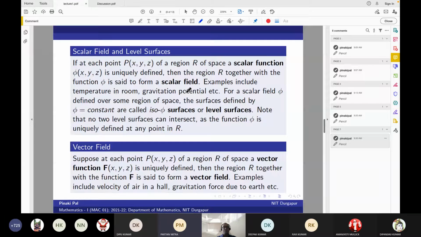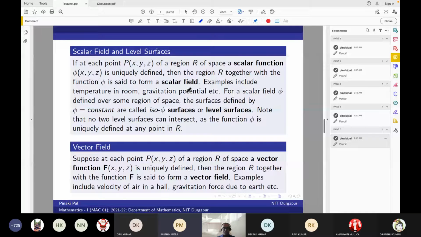And pressure field: in a particular room, if you measure the pressure at each and every point, then you will get a scalar field. If you measure the gravitational potential, or potential due to some magnet or some charge placed at some point in the room, you will get some number. You will be able to assign a unique number at each and every point in the space or in this room. So what is the scalar field?